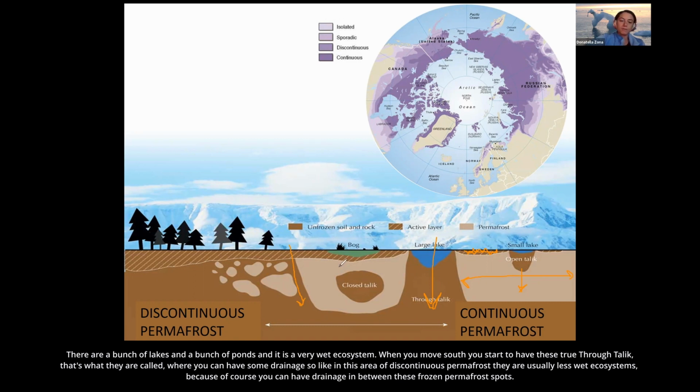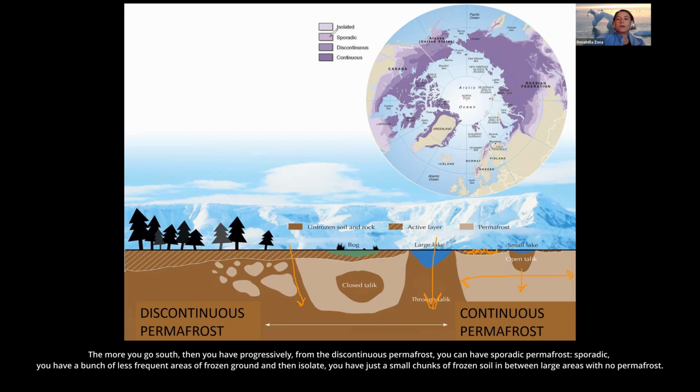frozen permafrost spots. The more you go south, progressively from the discontinuous permafrost, you can have sporadic permafrost. Sporadic, you have a bunch of less frequent areas of frozen ground, and then isolated you have just small chunks of frozen soil in between a large area with no permafrost.